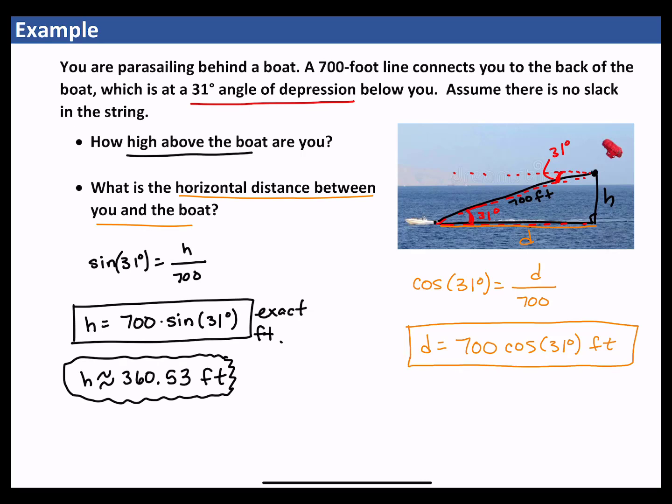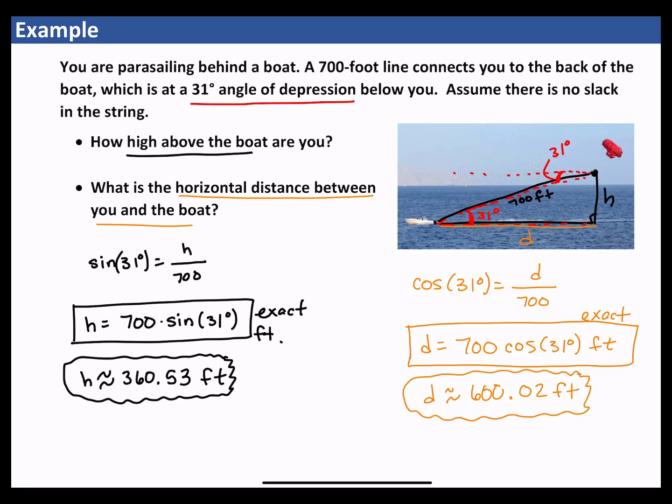All right, we're measuring a distance. That would be your exact answer. And then using a computational device that is in degree mode, you would find that your distance horizontally from the boat is about 600 feet, just over 600 feet.